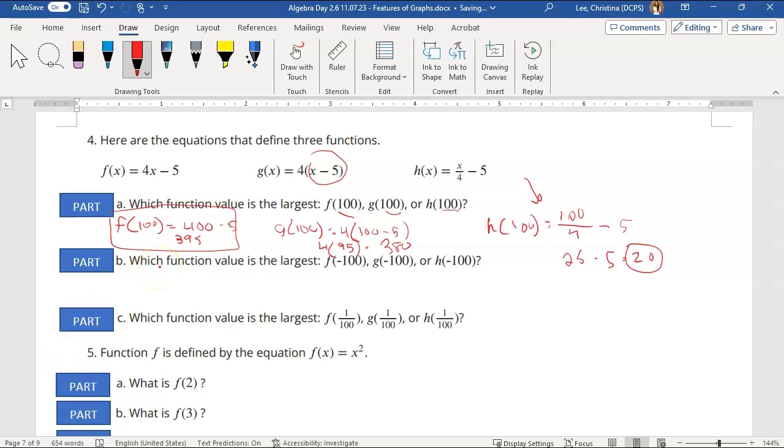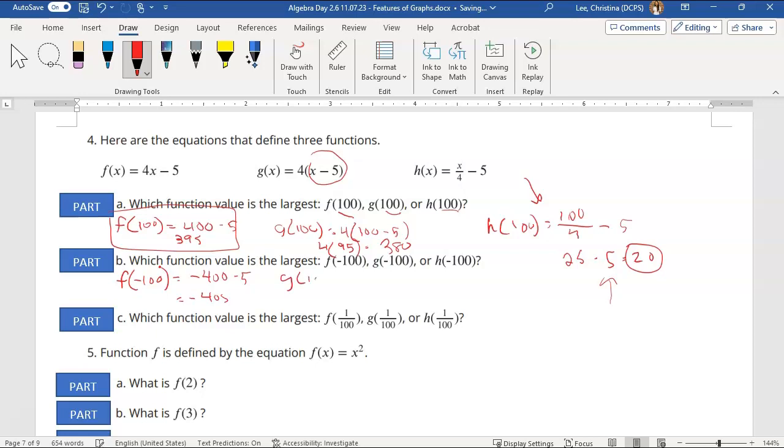And so f of 100 is the largest function when the input x equals 100. So then it says which is the largest when we have a negative 100. Well, knowing that this one was going to be the smallest, if that then becomes a negative number, my guess is that that will be the largest. But let's try f of negative 100 equals 4 times negative 100 is negative 400 minus 5 equals negative 405.